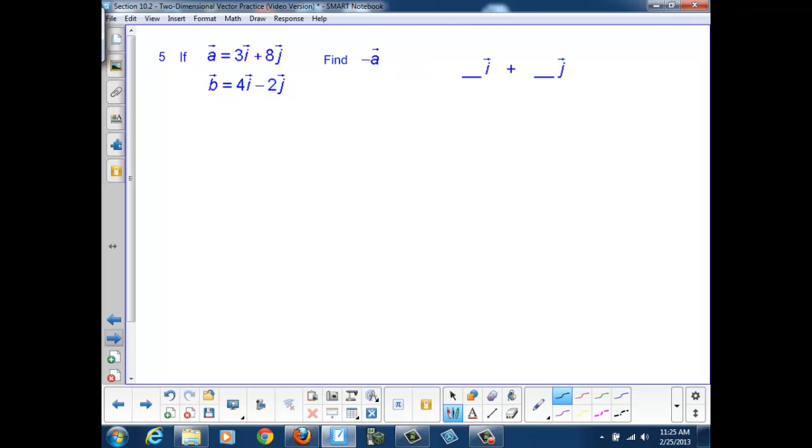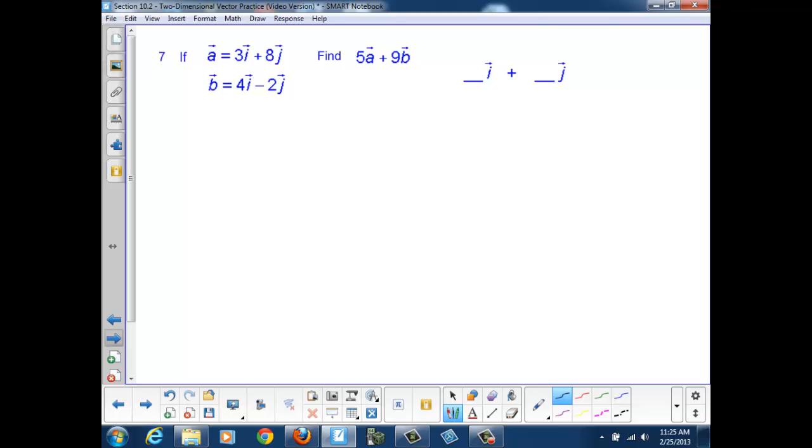Now if we want to find the opposite of a, or negative a, we simply take our vector a, so 3i plus 8j, and we multiply the entire vector by negative 1, so we distribute, and we end up with negative 3i minus 8j. All straightforward so far.